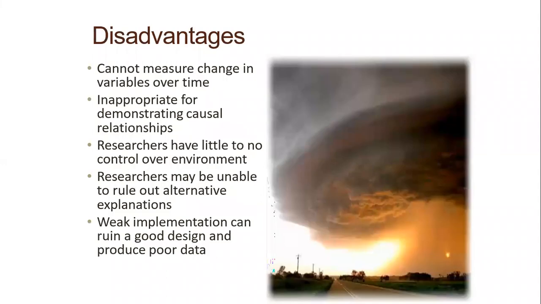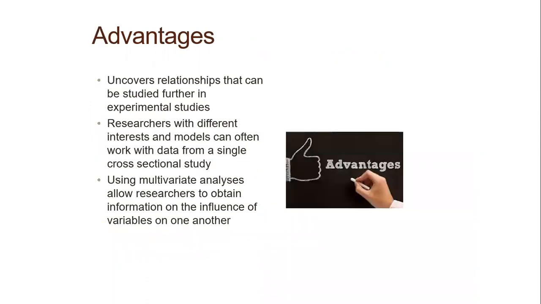Now, disadvantages: it cannot measure change in variables over time, since it is one-time data collection. It is inappropriate for demonstrating a causal relationship between them. Researchers have little to no control over the environment. So researchers may be unable to rule out alternative explanations. Weak implementation can ruin a good design and produce poor data at the end. So these are the advantages and disadvantages of cross-sectional data.